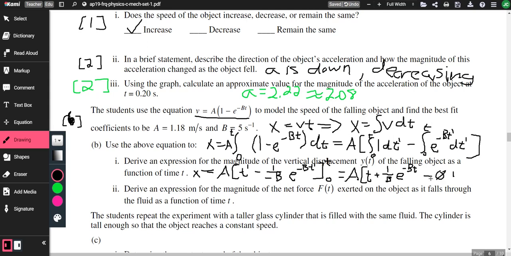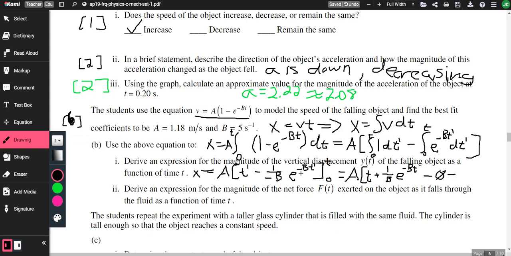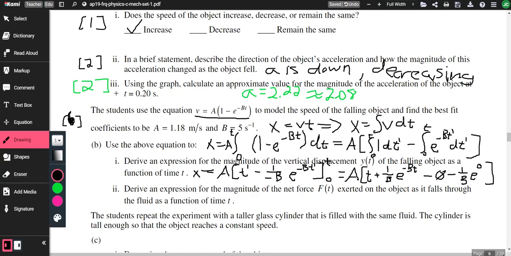It's going to become plus, so that's actually going to be another minus. Distributing the negative over, minus 1 over b e to the 0. This is going to simplify. Let me put the work up here.